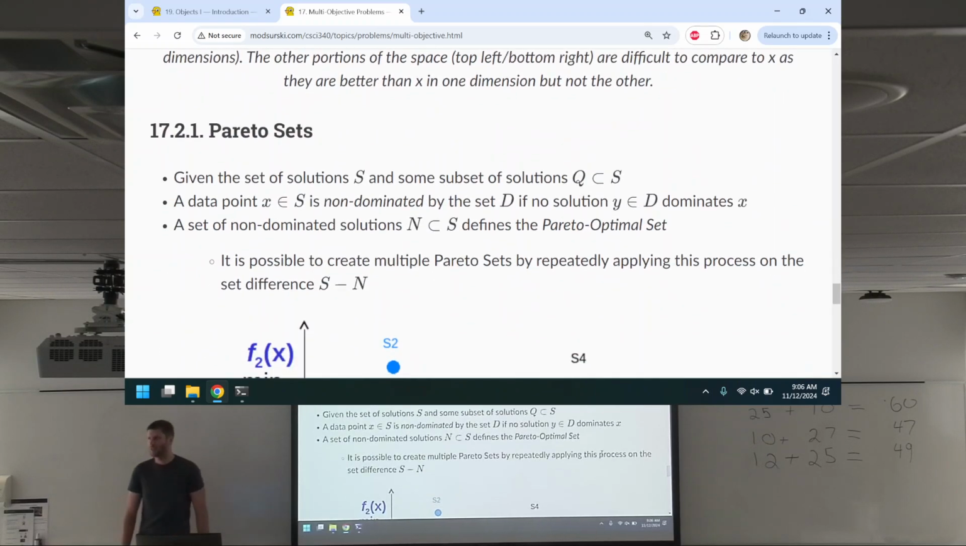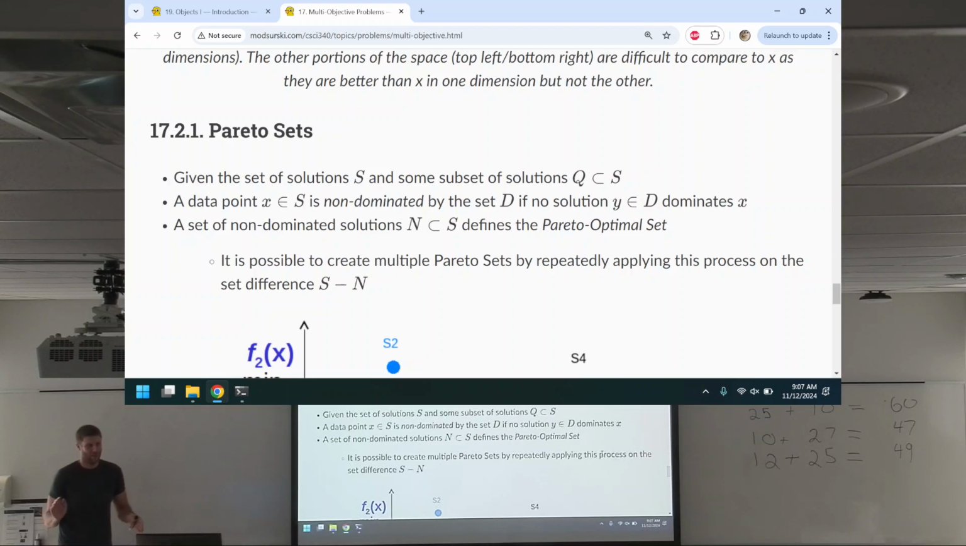So Pareto sets. Has anyone heard Pareto before? The Pareto principle? Pareto set. This very famous economist has some really good advice for everybody. Has anyone ever heard of the 80-20 rule? That's a Pareto thing. Raise your hand if you don't know what the 80-20 rule is. I'm gonna change your life. Only one person doesn't know. Wow, okay, you don't know.